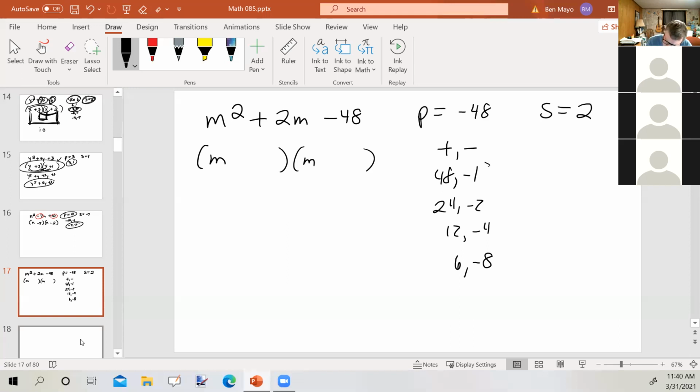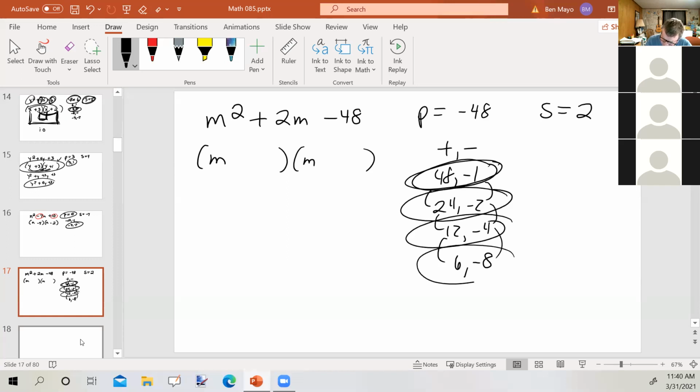Where did I get those pairs? Well, I just started sort of on the outside and I cut this in half, so I doubled that. I cut this in half and I doubled that. I cut this in half and I doubled that. But let's see, this gives me a sum of 47. This gives me a sum of 22, a sum of 8. Oh, a sum of -2. I've got the right number, but the wrong sign. How about 8 and -6?